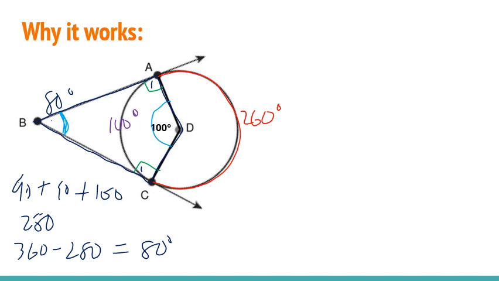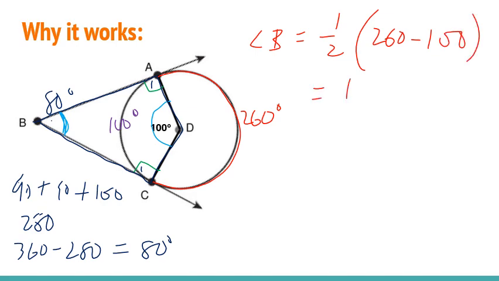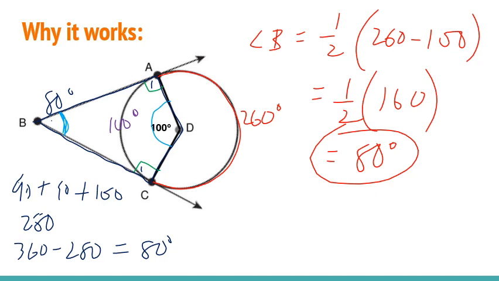Now watch how we can apply that to the theorem that I just taught you on the last page. I can show you that angle B would be 1/2 of 260 minus 100. Watch how we're going to get 80 again. 260 minus 100, that's 160. 1/2 of 160, boom, 80 degrees.